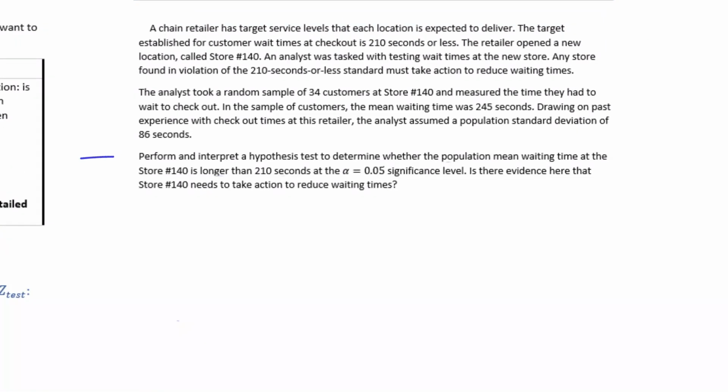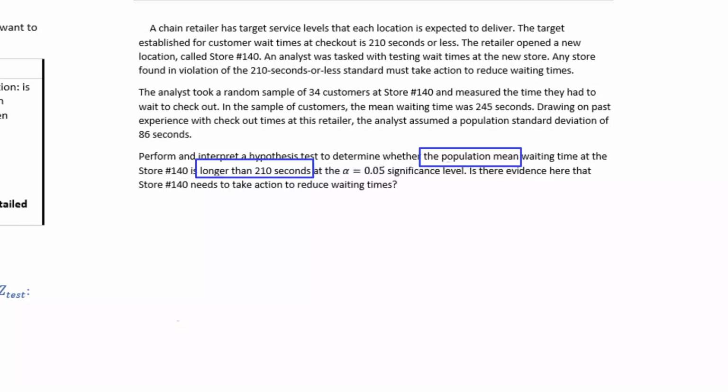In the 3rd paragraph, it says perform and interpret a hypothesis test to determine whether the population mean waiting time at store number 140 is longer than 210 seconds at the alpha equals 0.05 significance level. So their question is about a population mean. It happens to be the population mean waiting time in this case, but it's a population mean. So it's a parameter of a population mean. And their question about it is it longer than 210 seconds?